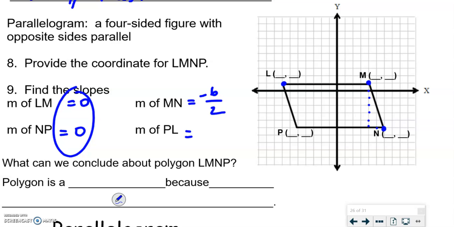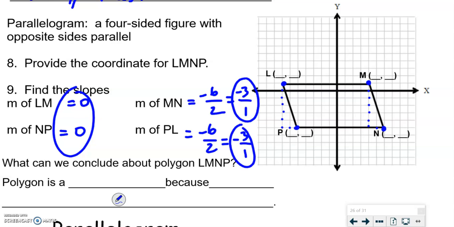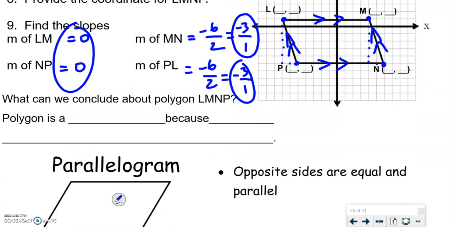Now we're going to see what's going on with the last slope here, PM. So I have to go 1, 2, 3, 4, 5, 6 down. So negative 6 and run 2. Yep. Each of them actually can be reduced down to negative 3 over 1. So you can see that these 2 are also parallel. So this line here are parallel, and then this line are parallel. So when 2 sets of opposite sides are parallel, then you have a parallelogram.